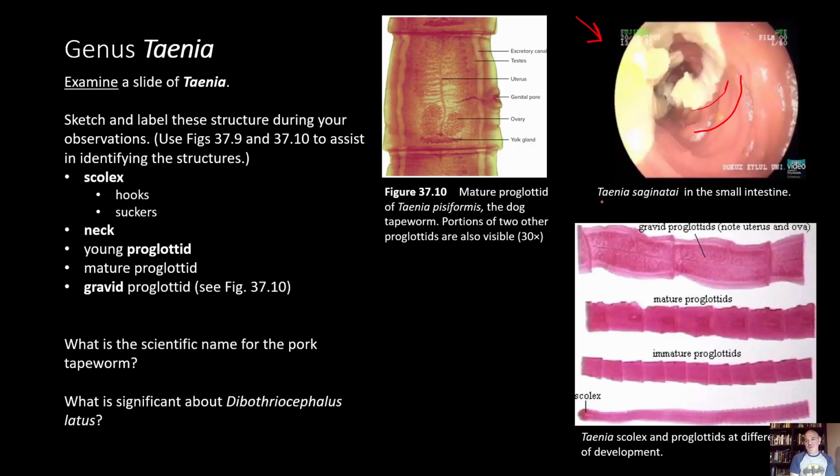And this is the beef tapeworm called Taenia saginata. Not saginati. I think that i doesn't go there. But it is in the same genus. There's a pork tapeworm that is a different scientific name.